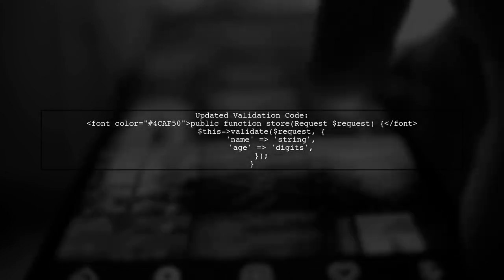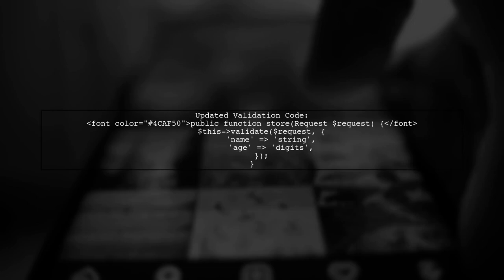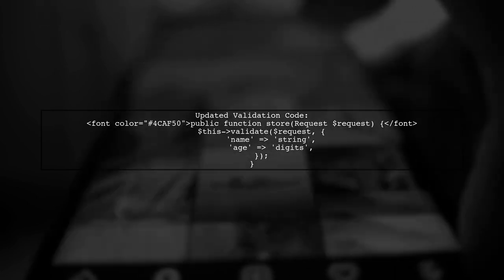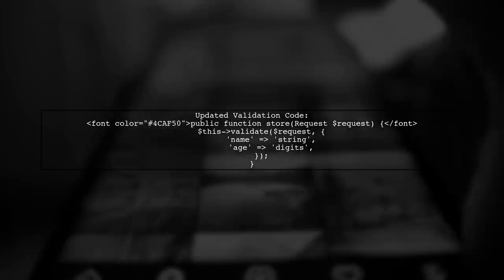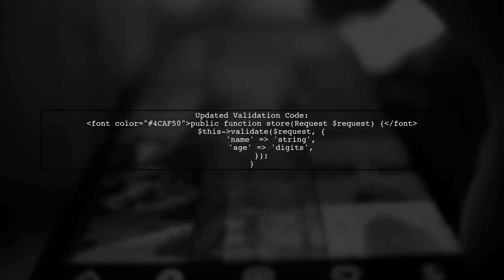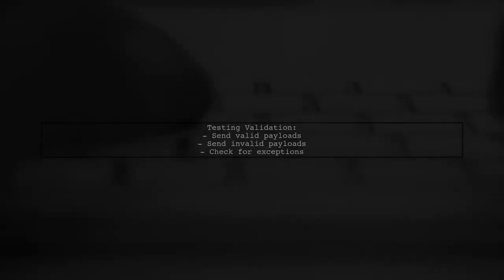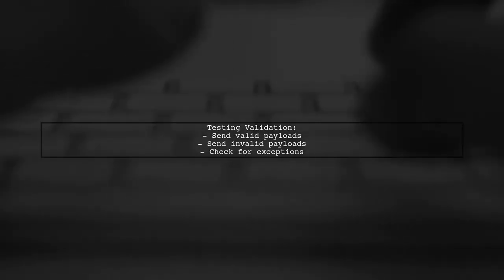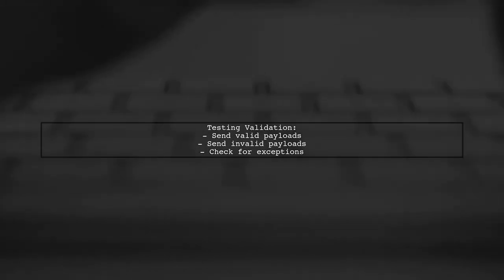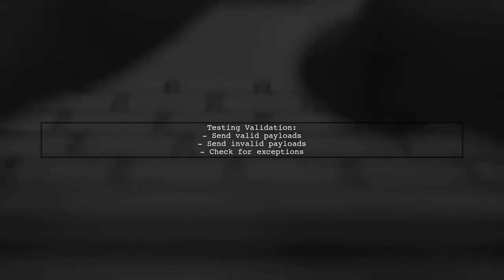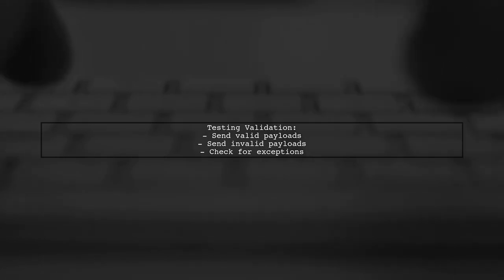After updating the validation rules, your code should look like this. This will ensure that the name field is validated correctly. Finally, remember to test your validation by sending different payloads to ensure that it behaves as expected. This will help you catch any issues early.